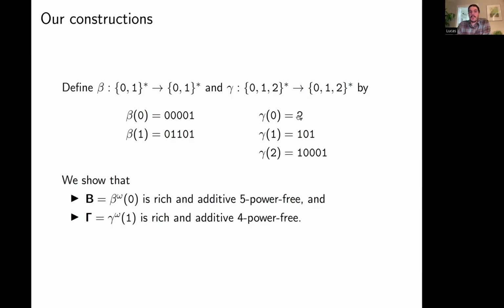For gamma, the lengths 1, 3, 5 are a linear function of 0, 1, 2: the length is 1 plus 2x, where x is the letter. And the sum is also a linear function. The sum of each of these images is 2, so it's 2 plus 0 times the letter. That was the property of these morphisms that made the proof of the additive power freeness possible.